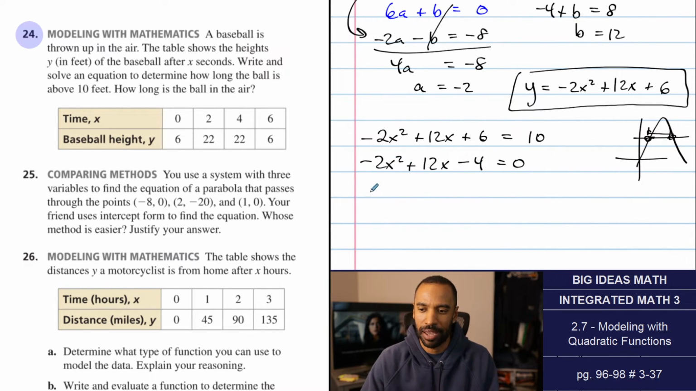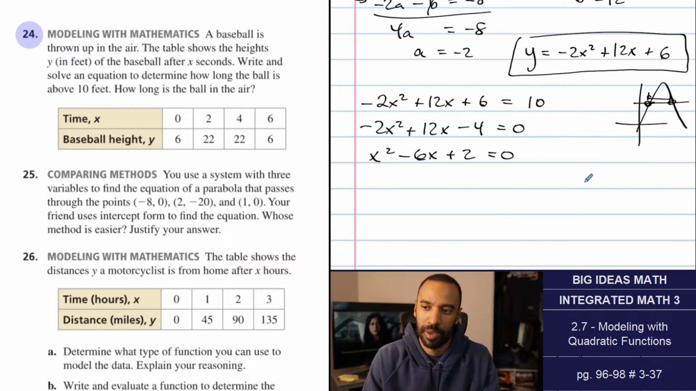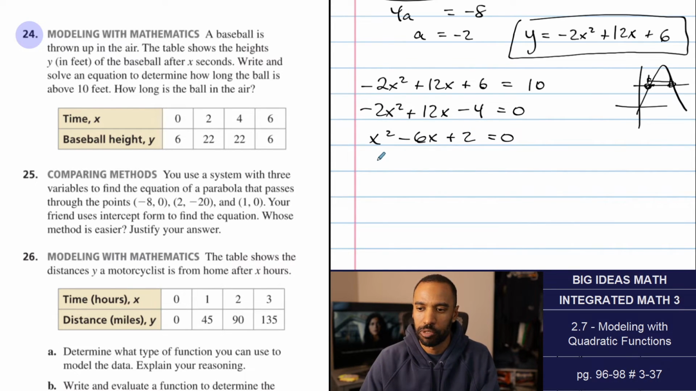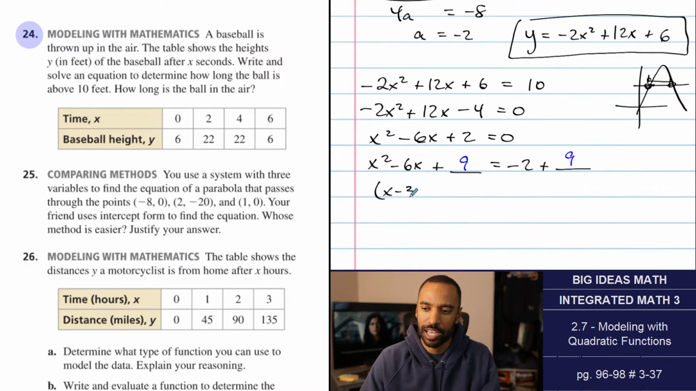First, by dividing everything by negative 2 to get x squared minus 6x plus 2 equals 0. Okay, I'd prefer solving by completing the square personally, so I'm going to subtract that 2 back over and get x squared minus 6x plus this unknown equals negative 2 plus that unknown. That unknown's 9 if you divide negative 6 by 2 and square it. Completing the square goes here and here. So this factors to x minus 3 quantity squared equals 7.